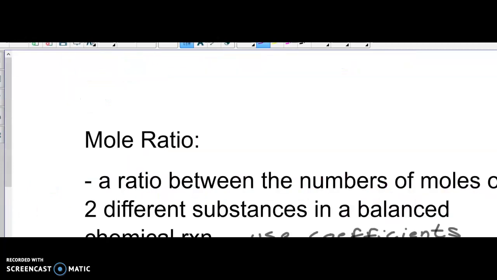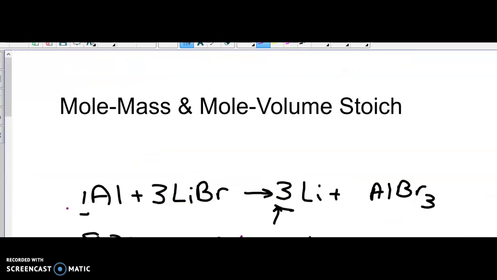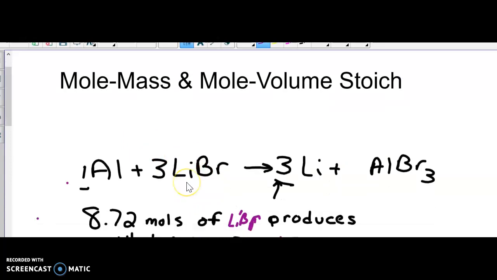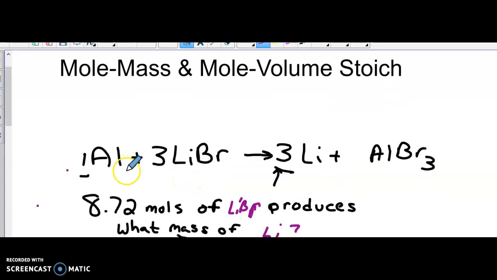Moving on to today, we're going to talk about mole mass and mole volume stoichiometry. So I've used an equation that we're just going to use through this whole thing. I've got aluminum plus 3 lithium bromide gives you 3 lithiums plus 1 mole of aluminum bromide. So again, your coefficients stand for the number of moles. I'll just throw that 1 in there just so we're clear, even though you don't usually have to put a 1 in there as your coefficient.